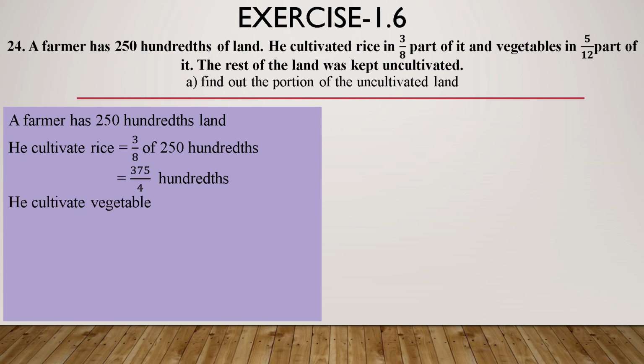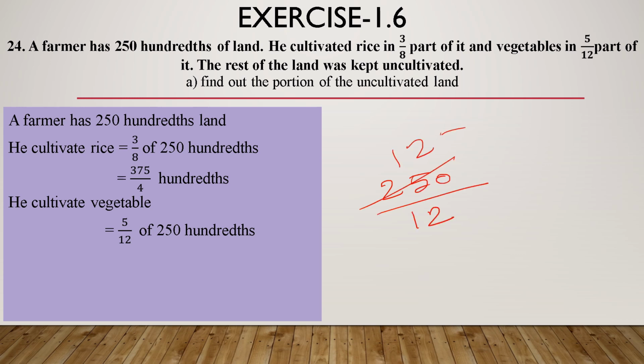Now he cultivated vegetables in 5 by 12 of 250 hundredths, because here it is written 5 by 12 part of it. That's why of means multiplication. Now we can reduce it this way. You can see 250 divided by 12. If we reduce by 2, it will be 125, and it will be 6. So if we multiply it, what will we get? We will get 5 multiplied by 125, that is 625 by 6.